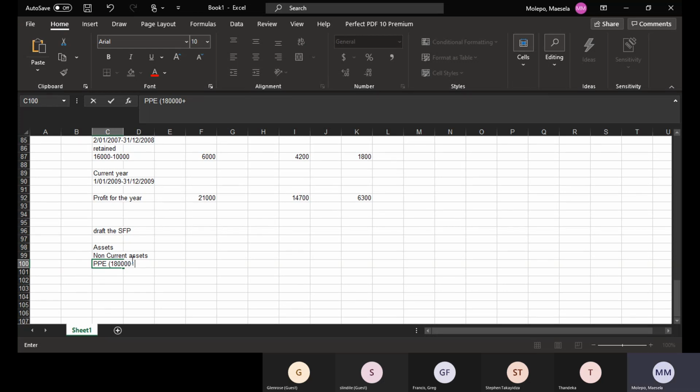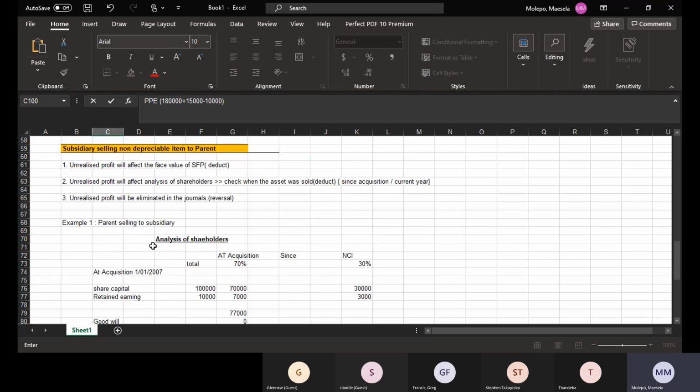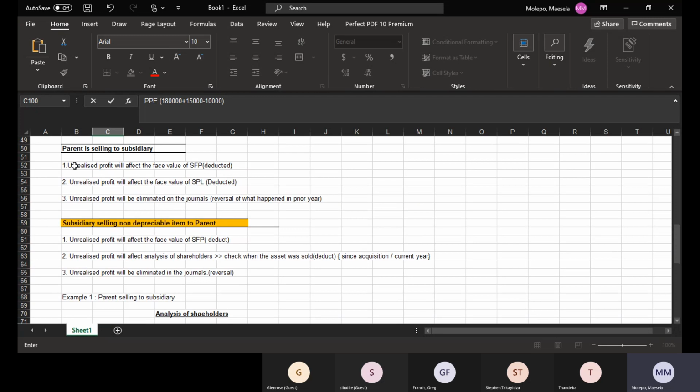Then you add the 150, the one for the subsidiary, and then you have to deduct the 10,000 profit that was realized. Because they told us that out of that asset which was sold for 40,000, with a carrying amount of 30,000, they made a profit of 10,000. So that profit of 10,000 needs to be deducted. That's why it's shown here in the summary that I gave you. You can see now that the unrealized profit is being deducted.